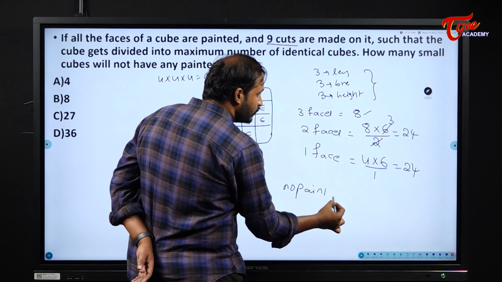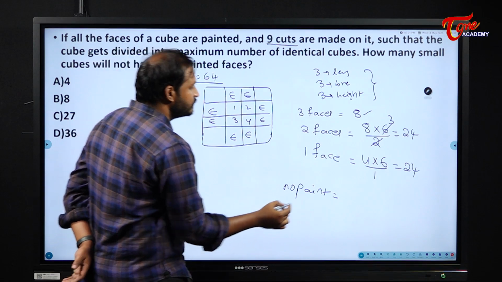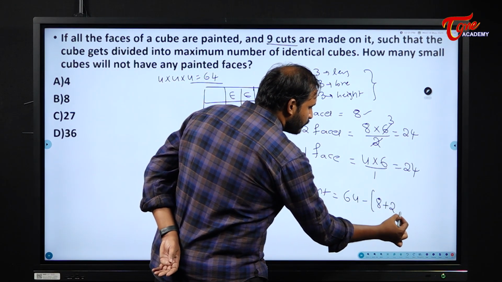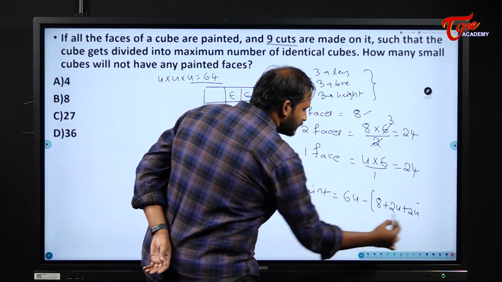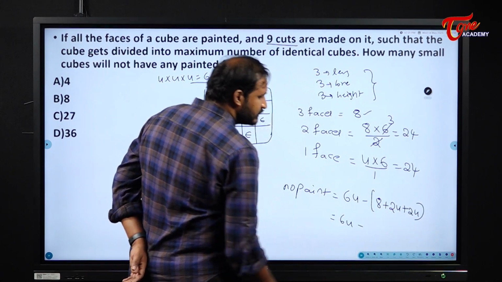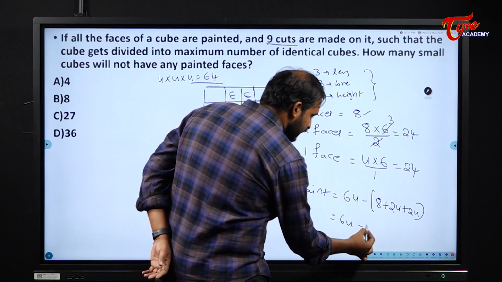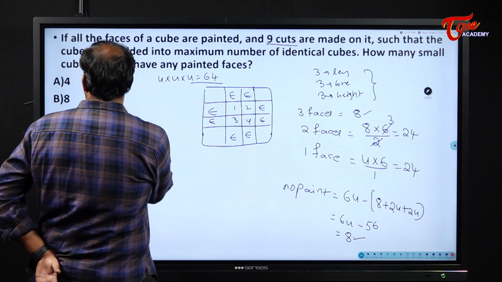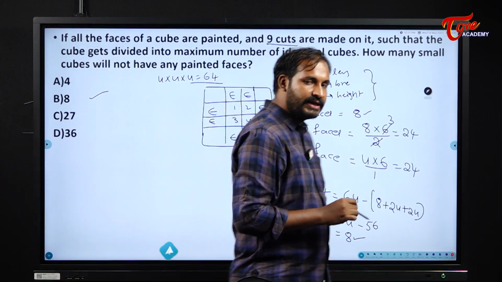No paint is equal to total are how many? 64 small cubes. So 64 minus 8 plus 24 plus 24. What it becomes? 64 minus 48 plus 8, 56. That means I will have 8 cubes which will not get paint at all.